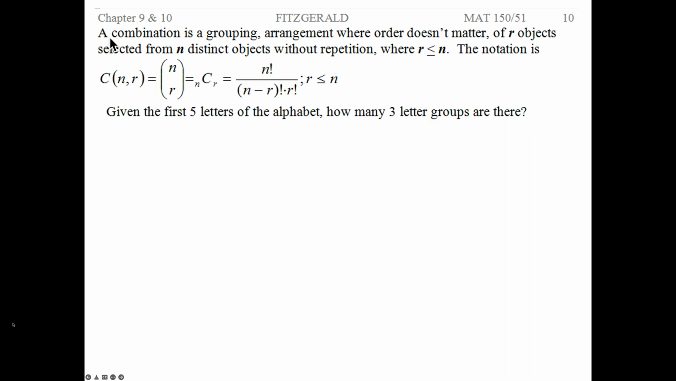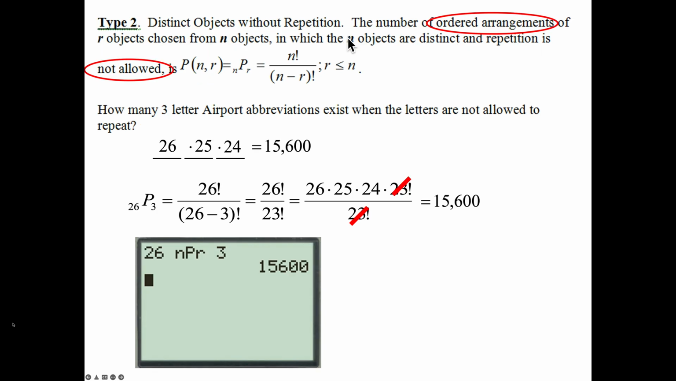Next is our combination. Now what sets this apart is that it is a grouping. It is no longer an arrangement. It's a grouping. You could say it's an arrangement where order does not matter. So with permutation, let me go back to there, order matters. The order in which things occur matters.